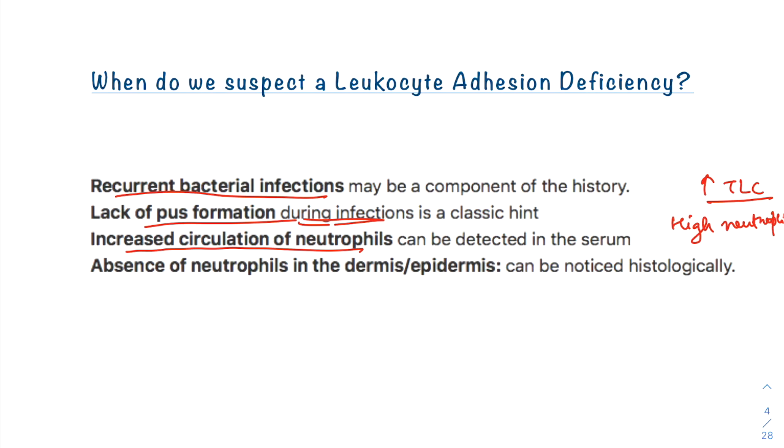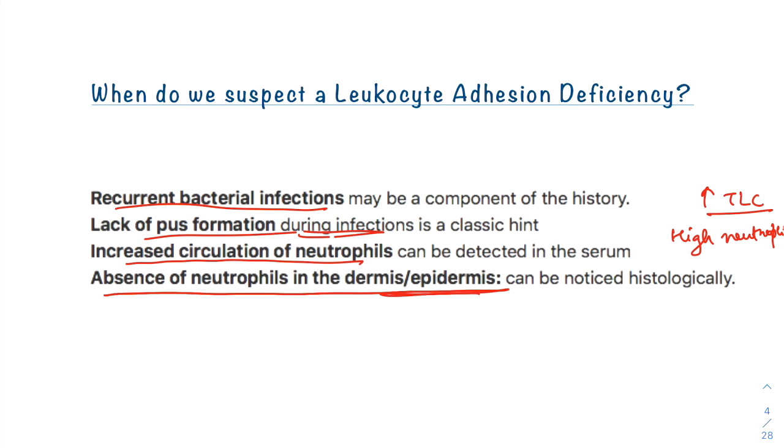For example, in case he or she develops a skin infection, the neutrophils will be unable to migrate to dermis to contain the infection. Therefore, classically, there would be absence of neutrophils in the dermis or epidermis as noted in skin biopsy samples in cases of skin infection. So, recurrent bacterial infections with lack of pus formation, which is very characteristic, and a high neutrophil count in blood, but absence of neutrophils at site of infection, classically point towards leukocyte adhesion deficiency.